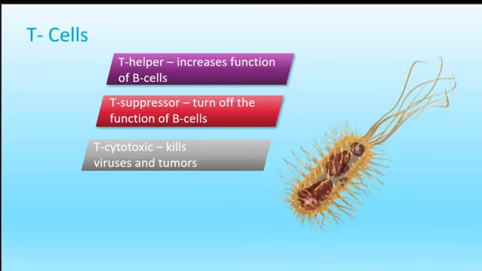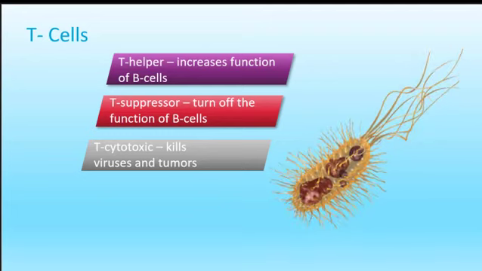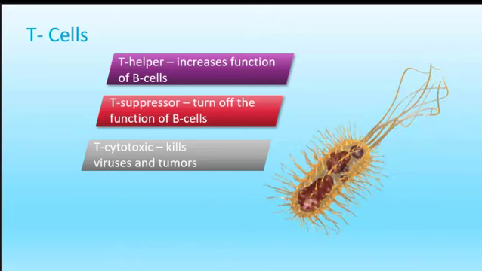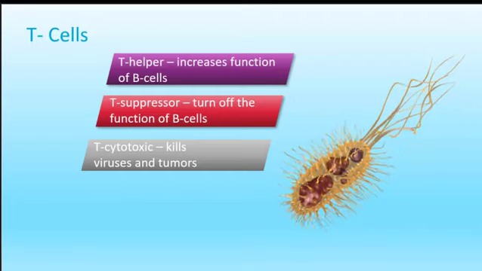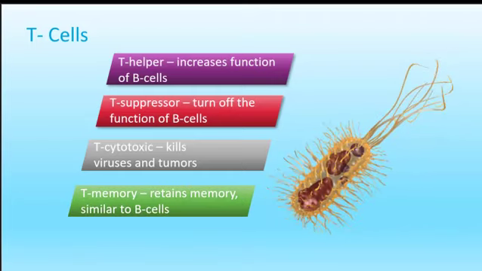The T memory cells, these help retain the memory of the foreign substances, much like the B cells do, so that next time they appear in our immune system, we can respond quicker and kill them faster. Sorry, I forgot to give you that visual.